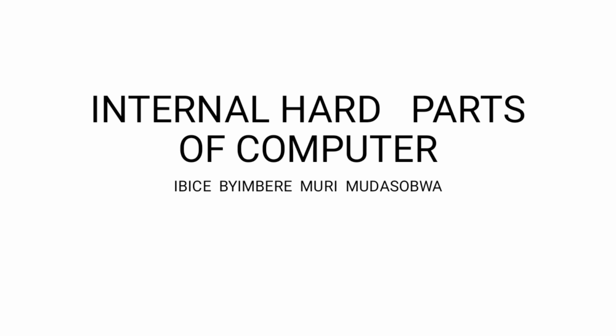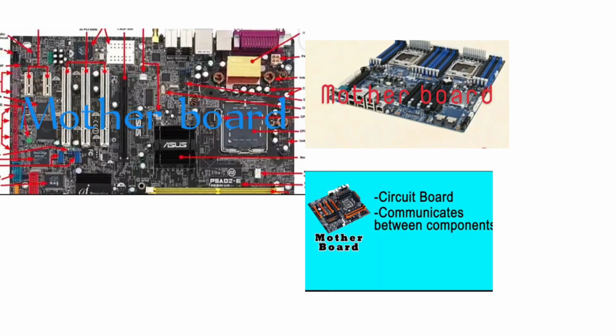So now we have the internal parts of the computer. After we have seen the external parts of the computer, we are going to see the internal parts of the computer. First, we have the motherboard or circuit board. This is a component that connects the parts of the computer. It means that communication between all components of the computer is included in a motherboard.